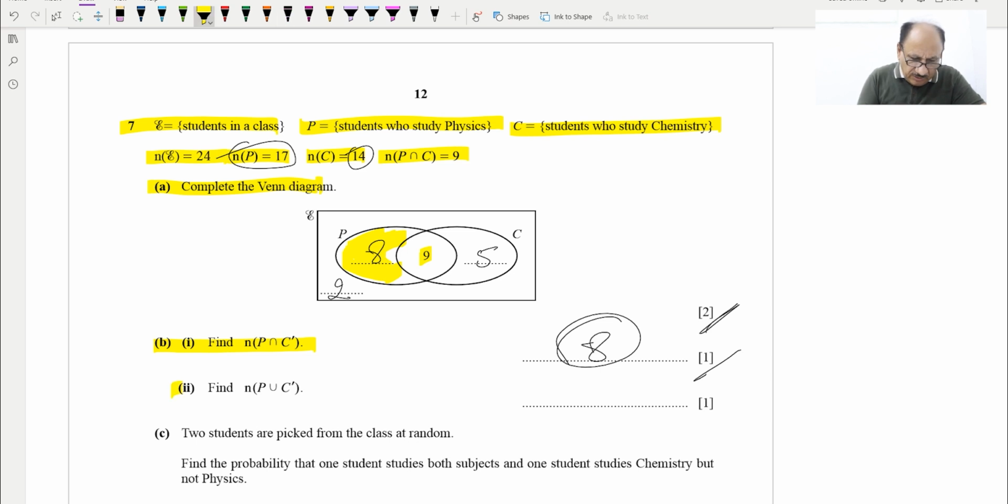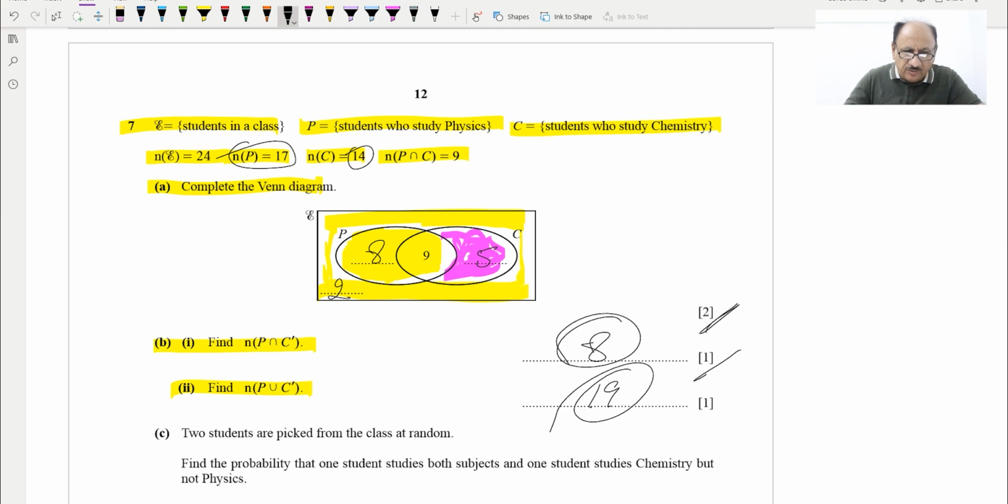And they're saying find n of P union C complement. So P union C complement will be this whole portion and the outer side also. So we will check the outer region, excluding only this portion of C, which is 5, and the rest will be 19. This will be our answer for this.